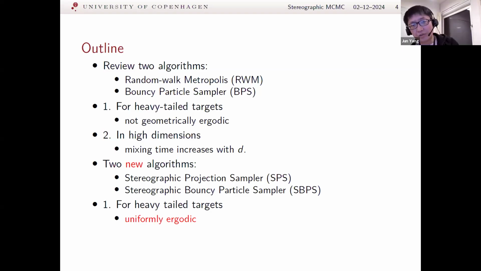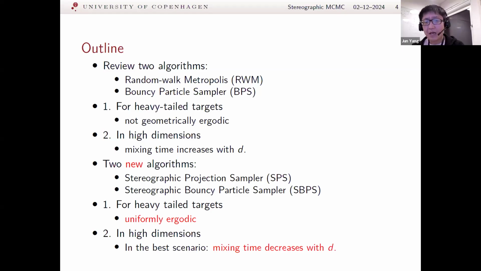So for the first issue, for heavy tail targets, I will show that the two new algorithms can be uniformly ergodic even for heavy tail targets. And for the second issue, in high dimension, I will show that in the best scenario, the mixing time of these two new algorithms can even decrease with the dimension d.